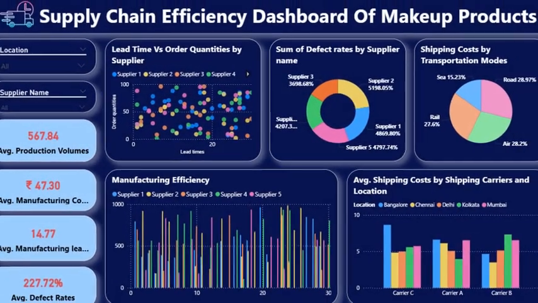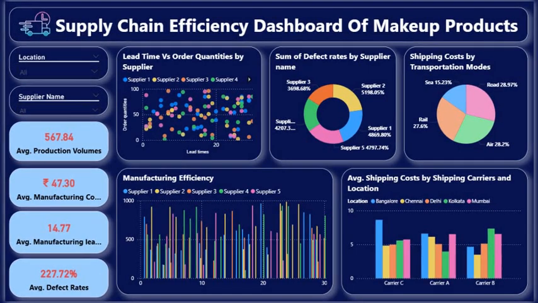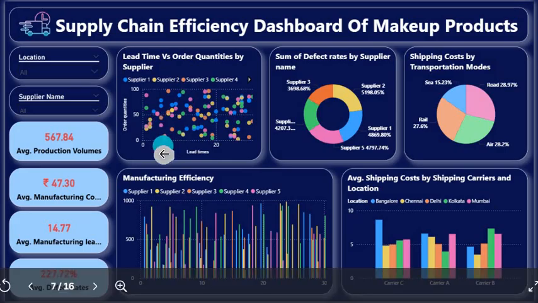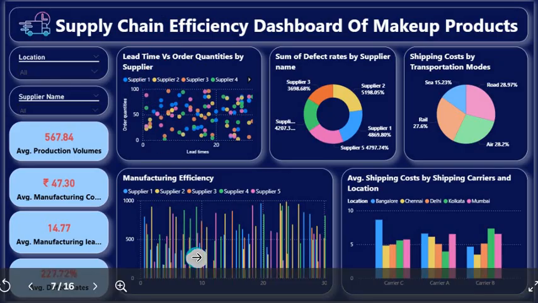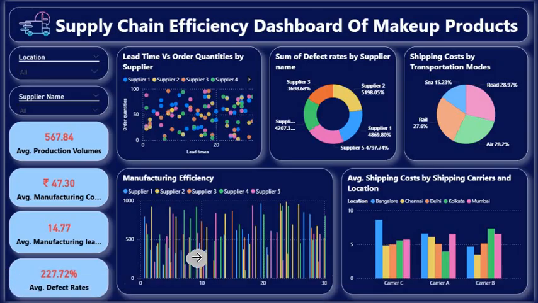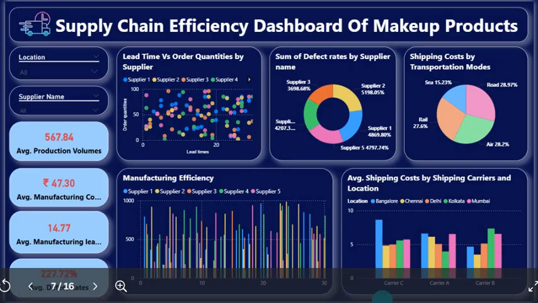So I've created this dashboard in Power BI and it's titled Supply Chain Efficiency Dashboard of Makeup Products. It also shows a scatter chart, which shows the lead time versus order quantities by supplier, the manufacturing efficiency chart, which is using a clustered bar chart, average shipping costs, etc.